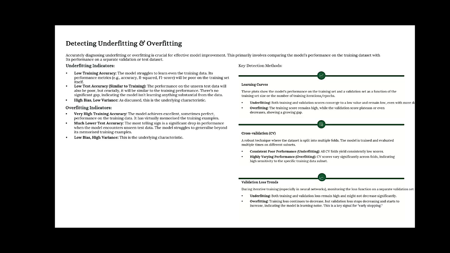And the cross validation. This robust technique trains the model on multiple subsets of data. Consistent poor performance across all folds points to underfitting. Highly varying performance across folds suggests overfitting, as the model is too sensitive to the specific training subset. Then validation loss trend. When training a neural network, we monitor the loss. If training loss keeps decreasing while validation loss starts to increase, the model is overfitting by learning noise. This is a key signal for early stopping. If both remain high, it's underfitting.